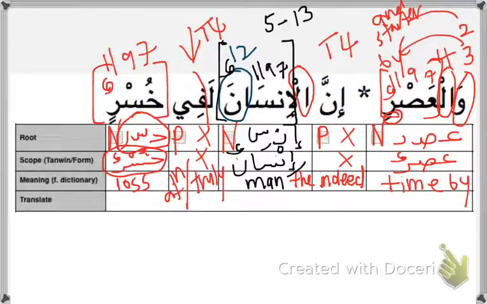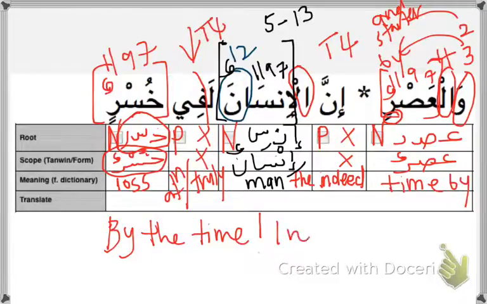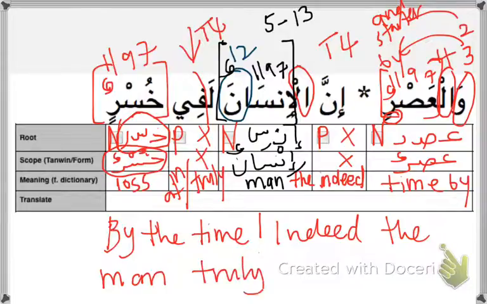Okay, so we can translate now. You write everything there. So by wa the al asr time. Okay, by the time, and then indeed the man truly in loss. Okay, in loss.